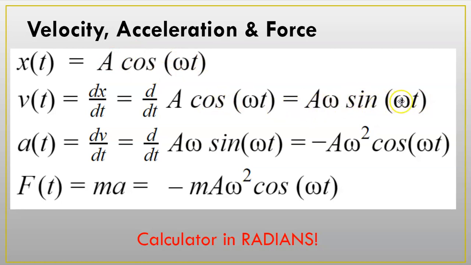Cosine becomes sine, and I've got to chain rule it. I've got to get that omega and pull it out right there. So that would be the velocity at any point in time of that mass on the spring. If you have not had any calculus, don't worry about any of this stuff in the middle. You just need to know that the velocity equals A omega sine of omega t.